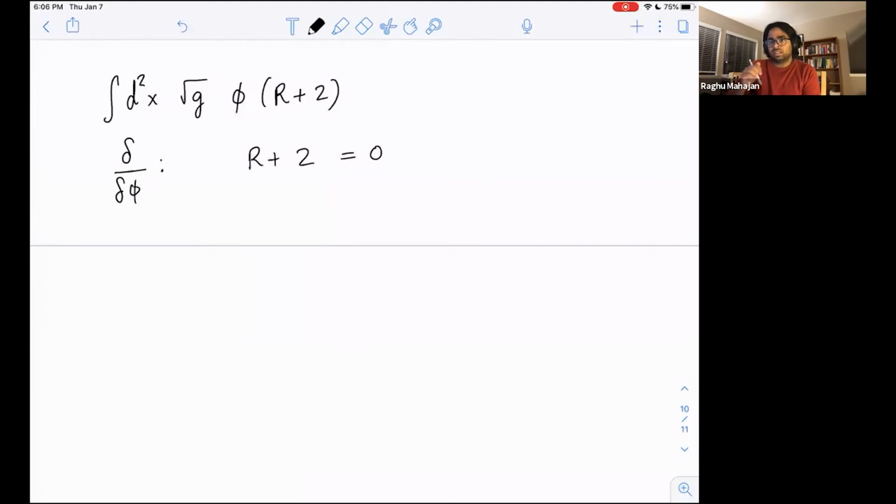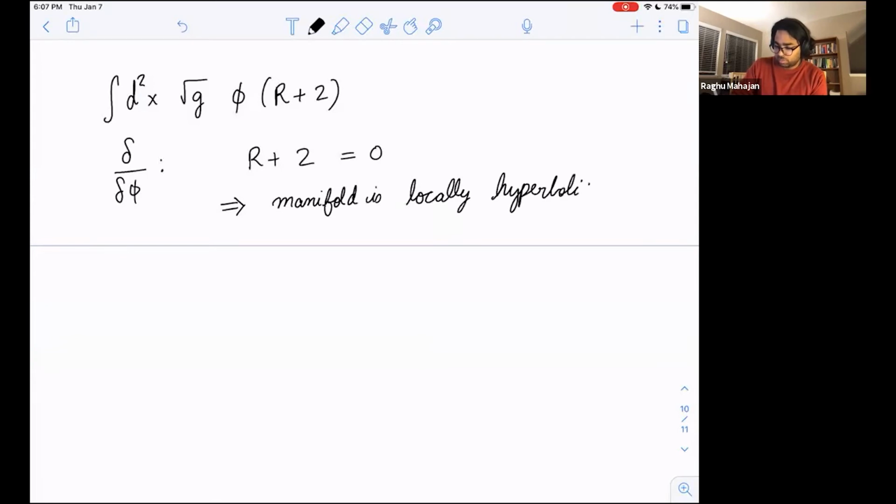So what this says is that the Ricci scalar is constant, negative 2. And since the Ricci scalar is sort of the only degree of freedom in the metric, this says that the space-time manifold is locally hyperbolic space, or AdS2. Strictly, hyperbolic 2-space.